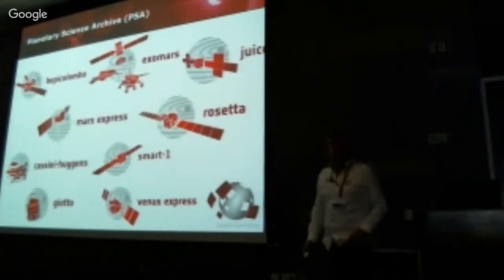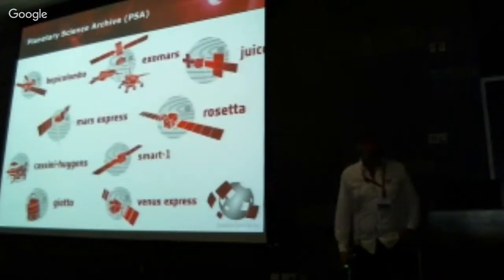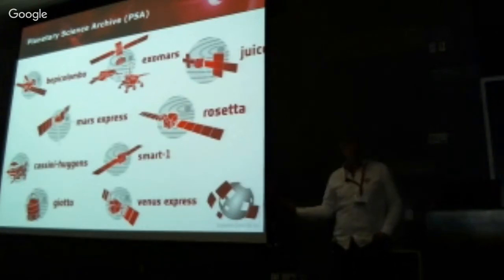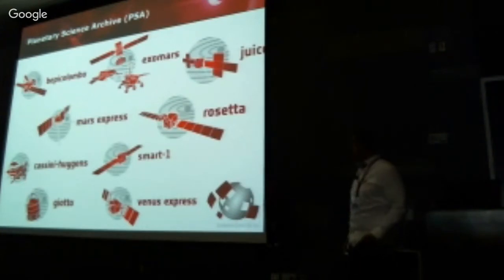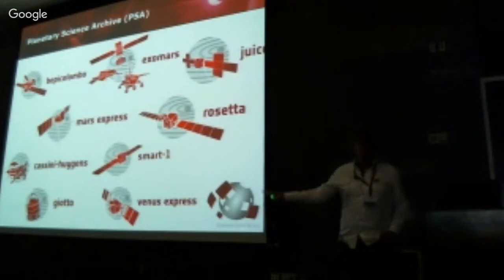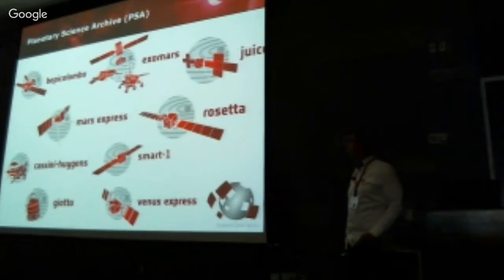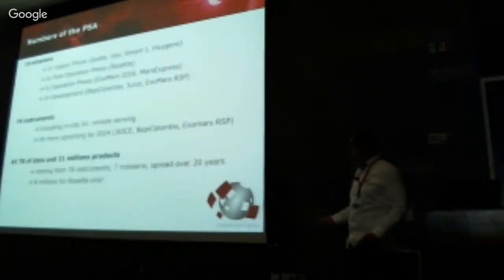These are the missions that we provide support to and the missions available in the PSA archive. Some, like Rosetta, are also available at the PDS node because it's a joint effort in archiving. Some of them are only accessible at the ESA Planetary Science Archive, so don't hesitate to go there. It's important if you want to have access to some data of these missions.